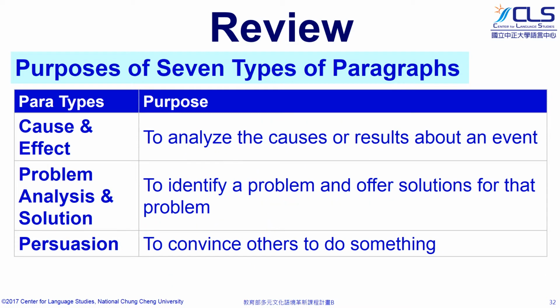A cause and effect paragraph analyzes the causes for results, while a problem analysis and solution paragraph identifies a problem and explains solutions. Finally, a persuasion paragraph convinces others to do something. So, when we write, make sure what our purpose is and choose the appropriate types of paragraphs to help our readers understand more efficiently.